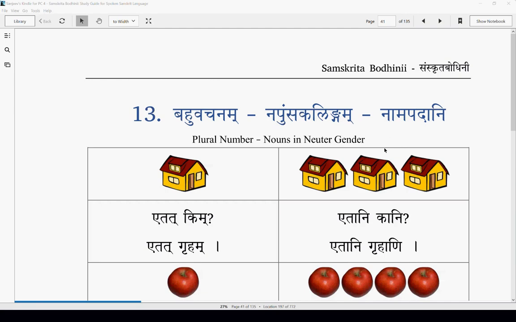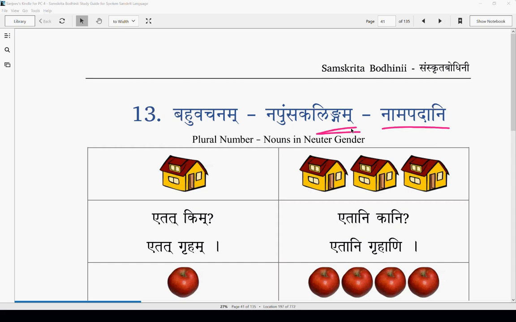Does namapadani mean plural? Namapadani is plural. Okay, thank you. Like namapadam is singular. Padam is the word which is napumsakalinga. Padam itself is a napumsakalinga padam. Namapadam, and its plural is padani, namapadani. Similarly, lingam also. Lingam itself is a napumsakalingam. It is a neuter word, lingam. Like pullingam, we have pullingam, napumsakalingam, and strilingam.